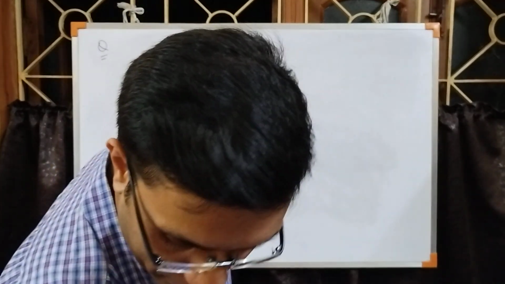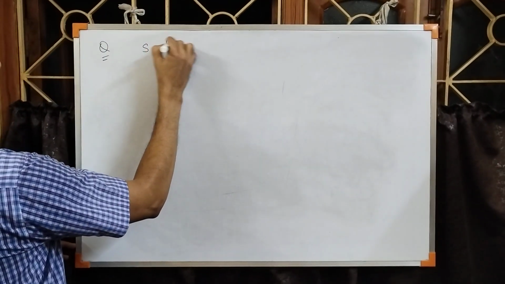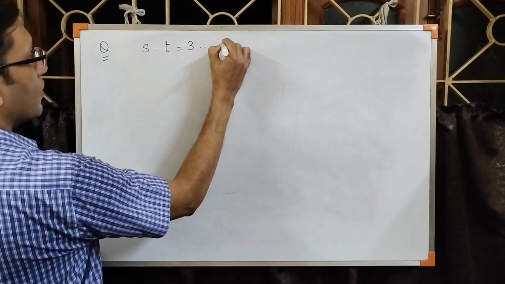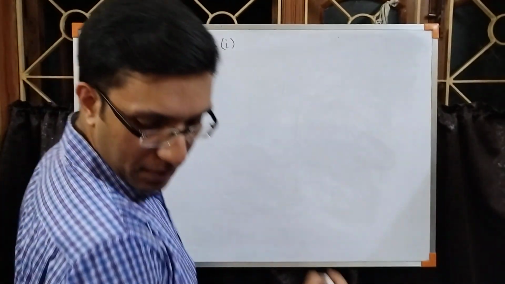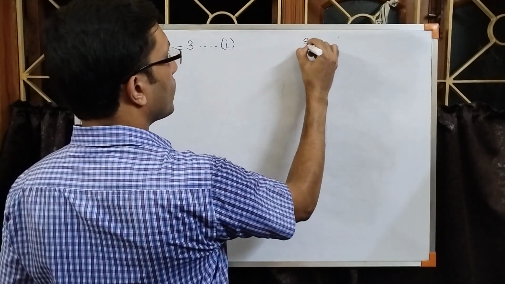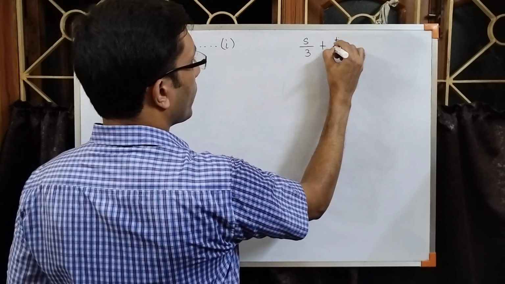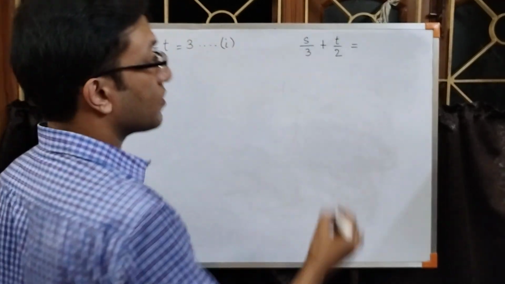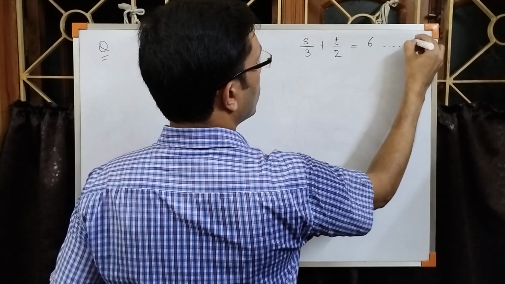It is given equation number 1, s minus t is equal to 3. This is our equation number 1. And the second equation is given s by 3 plus t by 2 is equal to 6. This is equation number 2.